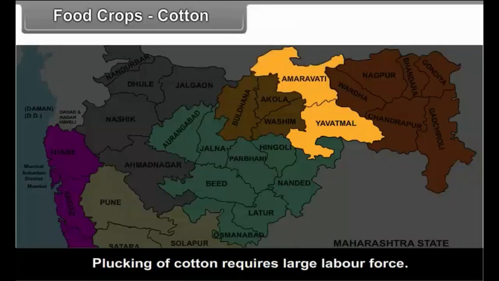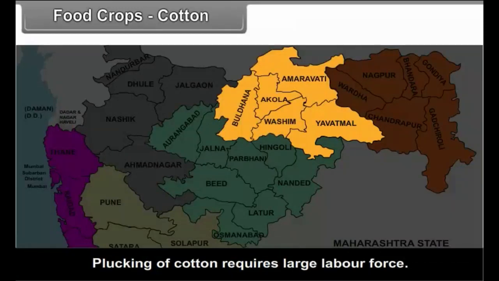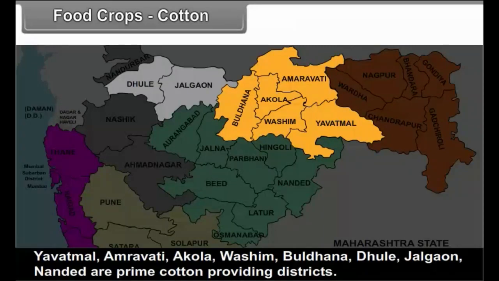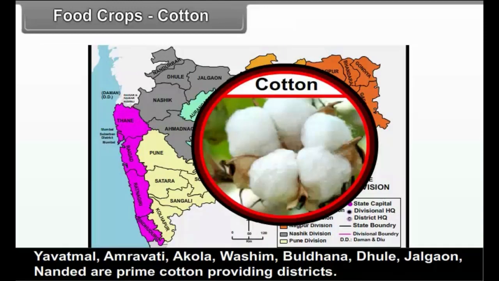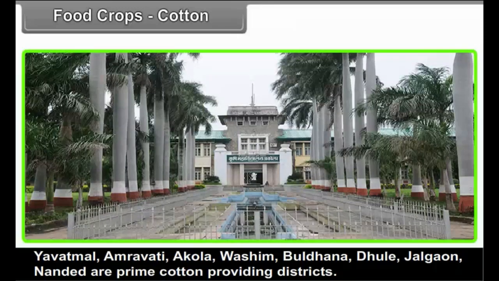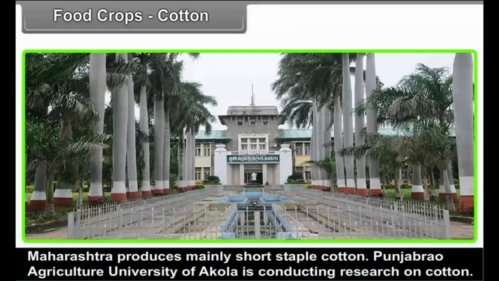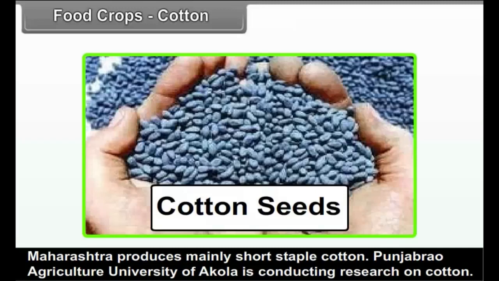Yavatmal, Amravati, Akola, Vashim, Buldhana, Dhule, Jalgaon, Nanded are prime cotton providing districts. Maharashtra produces mainly short staple cotton. Punjab Rao Agriculture University of Akola is conducting research on cotton. It has been successful in developing seeds for BT cotton and CAHS 468.